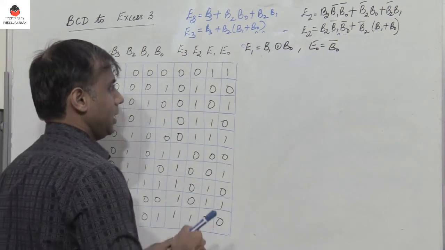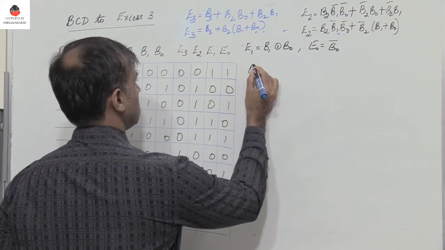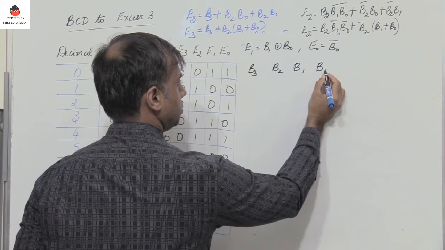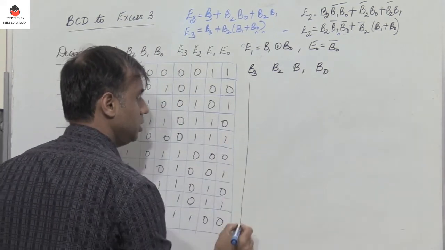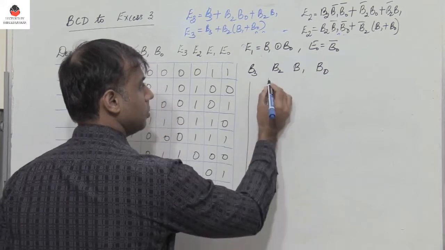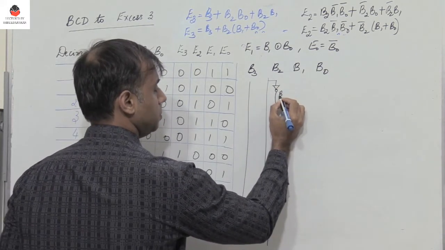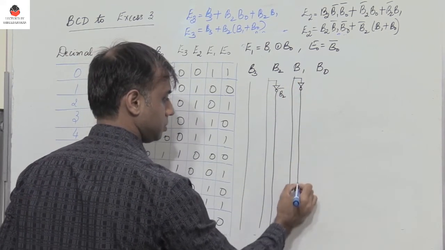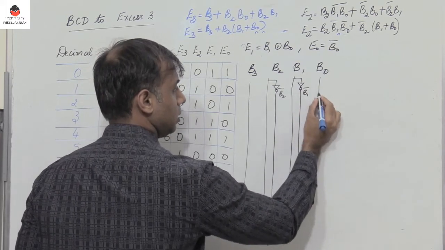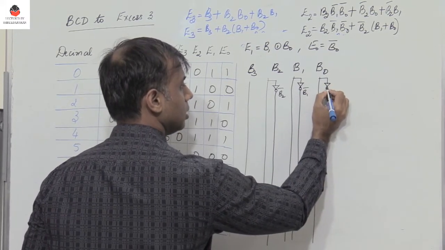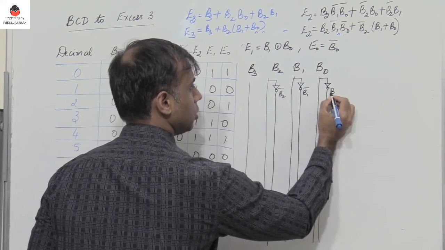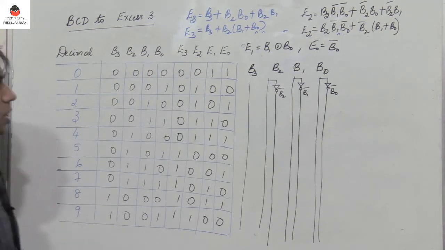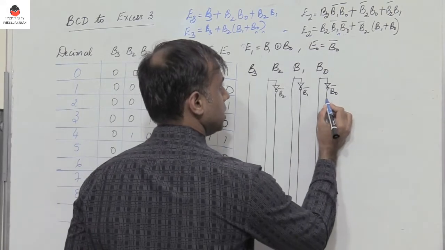Hence, I draw 4 lines, which is B3, B2, B1 and B0. So I have B3. I need B2 and its complement, so pass it through an inverter, B2 bar, and then I have B1, pass it through an inverter, we get B1 bar, B0, pass it through another inverter, I get B0 bar. Now how do we get E0? E0 is B0 bar, so therefore this is E0.